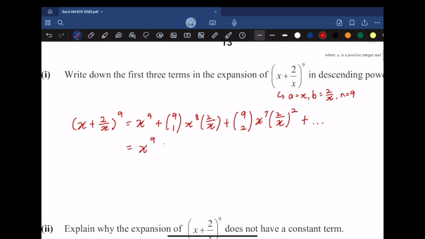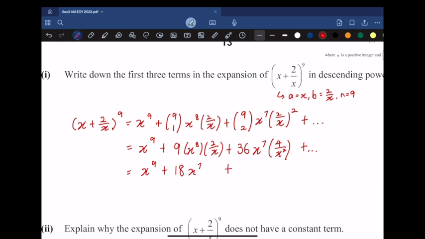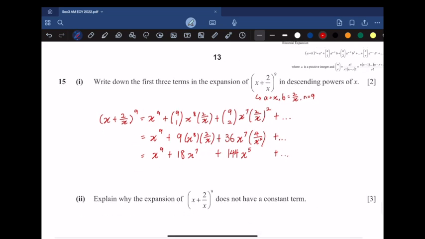Equals x^9 plus 9 choose 1, which is 9, times x^8 times 2 over x, then 9 choose 2, which is 36, times x^7 times the square of 2 over x, which is 4 over x^2, plus dot dot dot. So if I simplify everything from here, I'll have x^9, then 9 times 2 is 18, x^8 divided by x is x^7, plus 36 times 4 is 144, x^5, plus dot dot dot. Okay, so this is the solution to part 1.